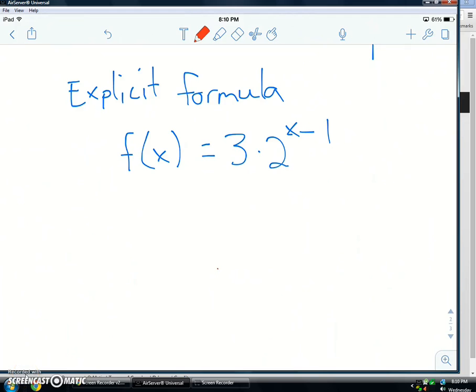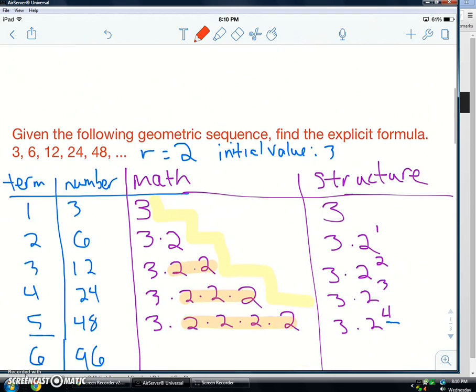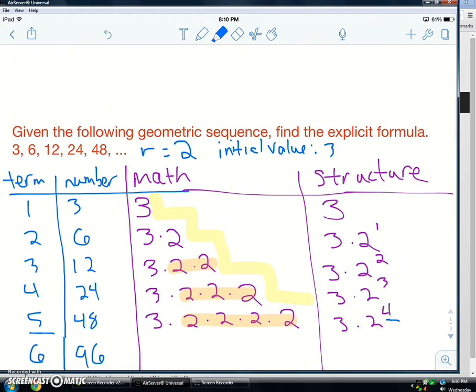Alright, here we go for our last video of the day. And if you recall from our last video, we were looking at this. We got this explicit formula: f of x equals 3 times 2 to the x minus 1, which came from this geometric sequence up here, the 3, 6, 12, 24, 48.